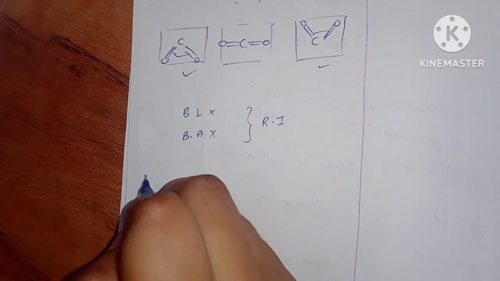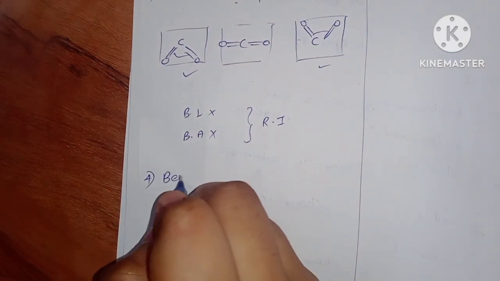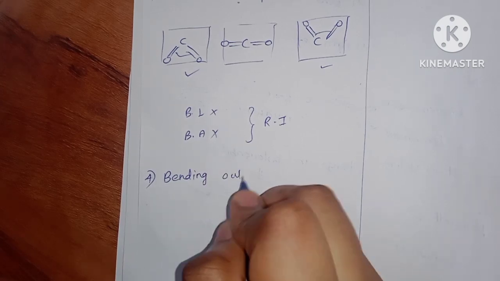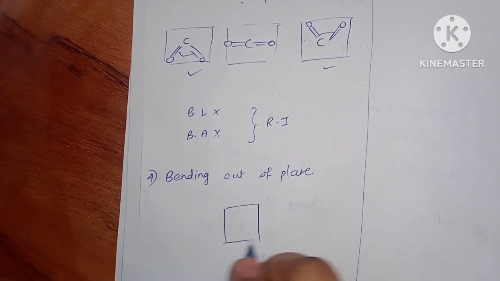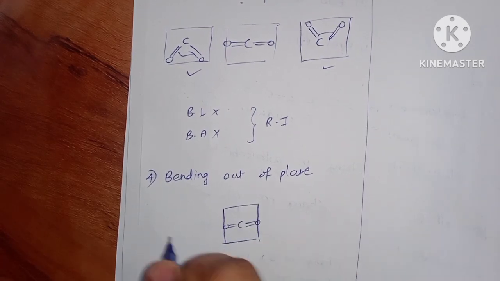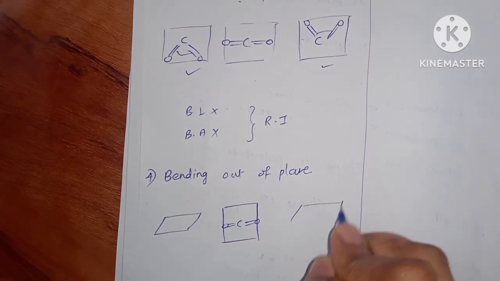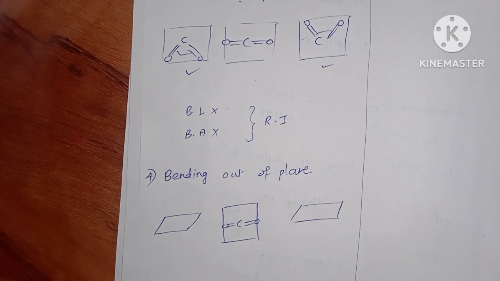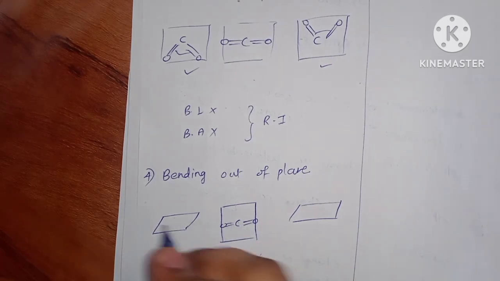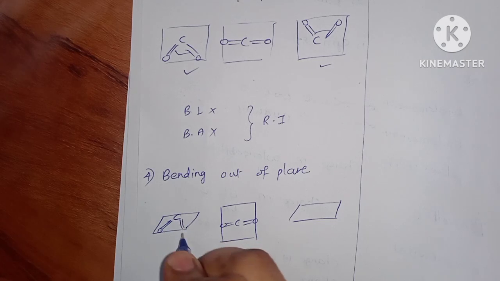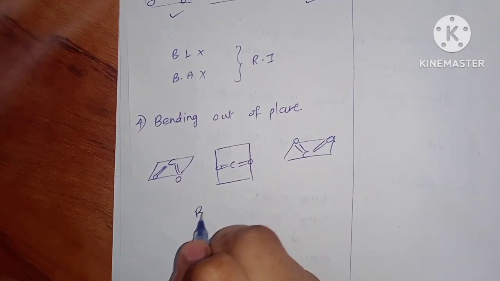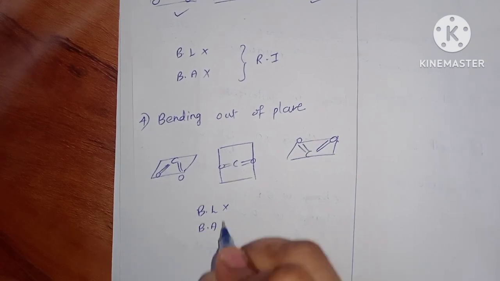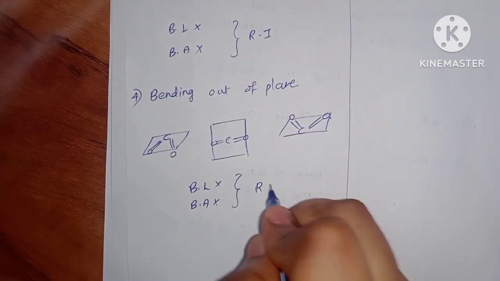Now let's go to the fourth mode of vibration, that is bending out of plane. So if our CO2 molecule is in this plane, the out of plane means this plane. These things we have already covered during the vibrational spectroscopy lectures. So the molecule will go like this during the vibration. One possibility is this, another possibility is this. So here also there is no change in bond length, no change in bond angle. So this mode is also Raman inactive.